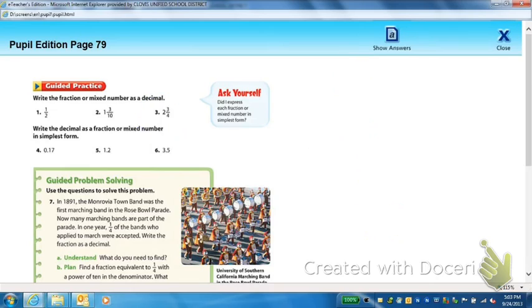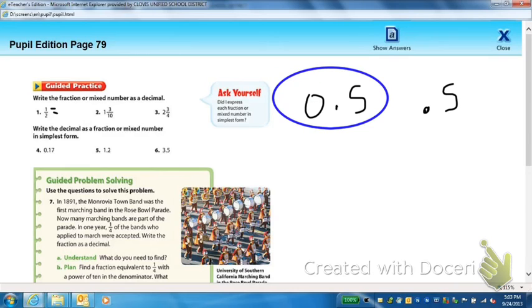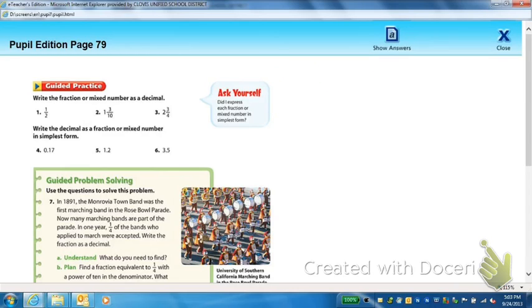Number 2, 1 and 3/10. My 1 stays the same, and then my 3/10 just changes to 0.3. And of course, number 1 is going to be either .5 or 0.5. Most of the time on the test, they'll have a 0 in front of it, but either way is correct.